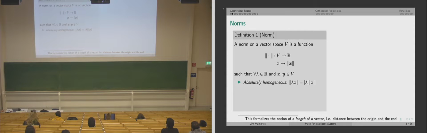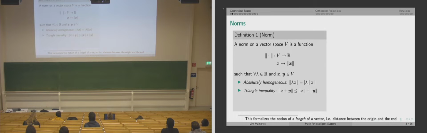So a norm is something that is absolutely homogeneous, which means that if we scale the vector, then the norm of the scaled vector is equal to the absolute value of the scaling times the norm of the vector.